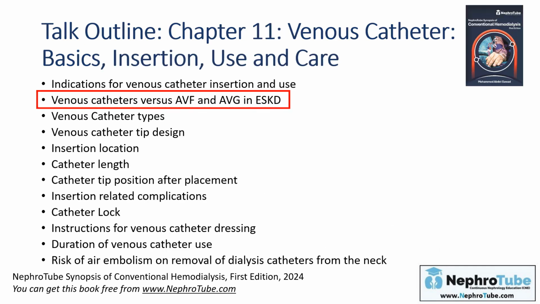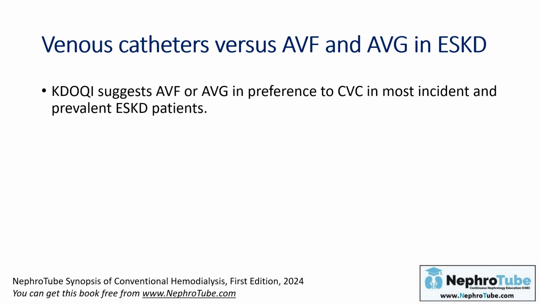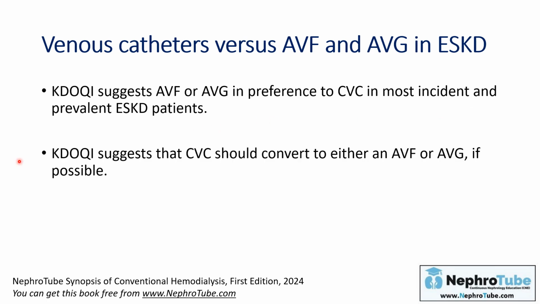The next point is the comparison of the use of venous catheter versus the use of AV fistula and AV graft. In general, the KDOQI Vascular Access Guidelines 2019 mentioned and suggested the use of AV fistula and graft in preference to central venous catheter in most incident and prevalent end-stage kidney disease patients.